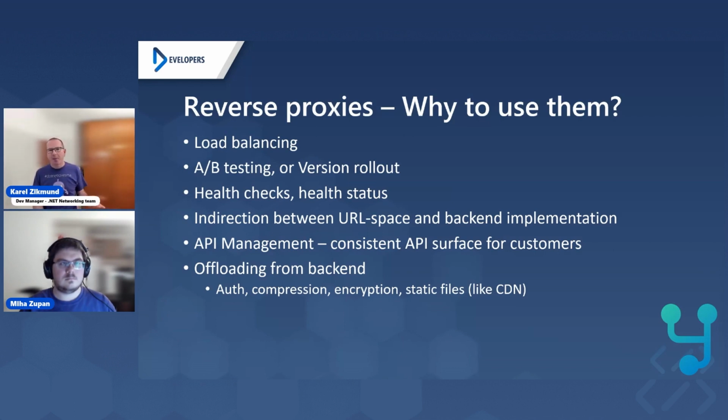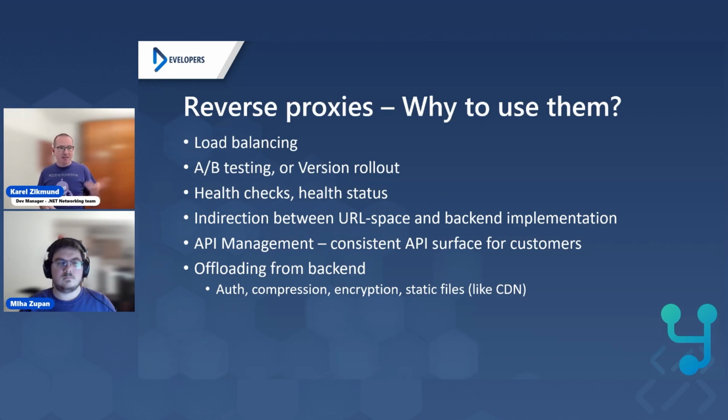A/B testing is another popular request. Imagine that you have a new version that you would like to test out, maybe testing if users like this web UI or that web UI or menu, or how something works. Or you want to do a version rollout: you have a new version and you want to slowly roll it out, because if you put it out there and you made a mistake, it would blast all your users and maybe render your service not working. That's not good, so for that, reverse proxies are useful.